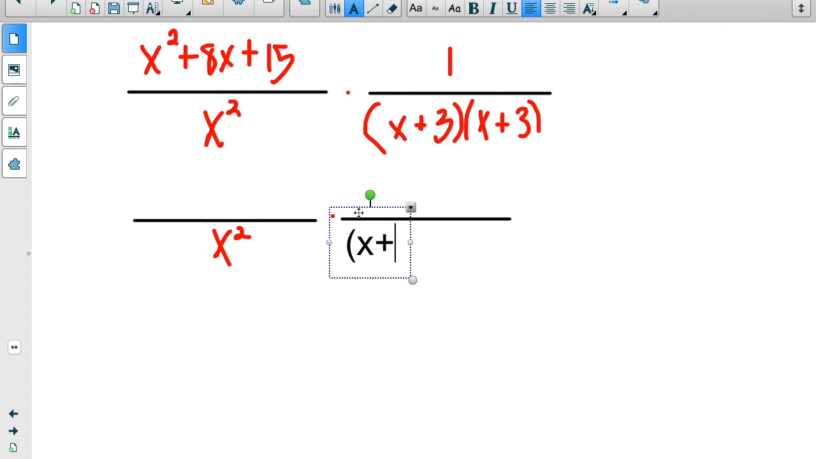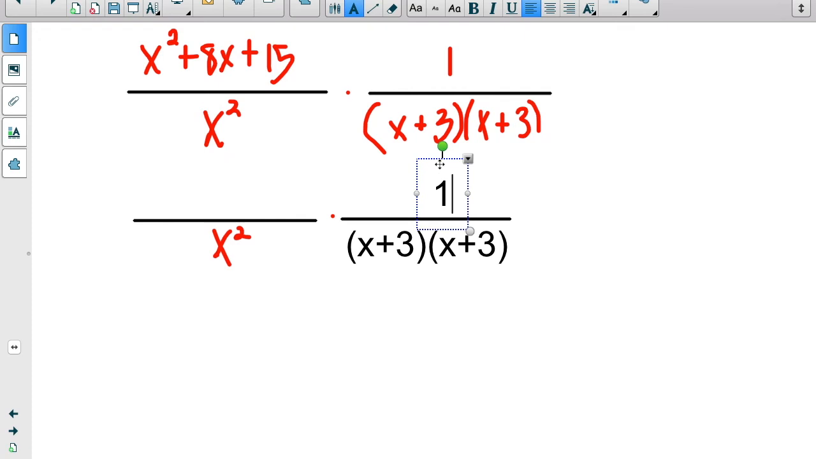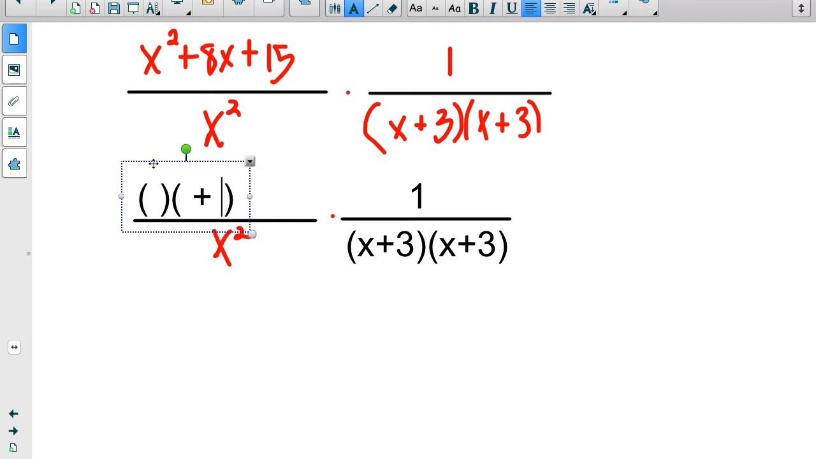And our x plus 3 times x plus 3 is not factorable either. And we have 1 on top. Now this other one, the x squared plus 8x plus 15, it is factorable. Now because the 15 is positive, the signs are the same and they match the sign of the middle term, which would be positive and positive.